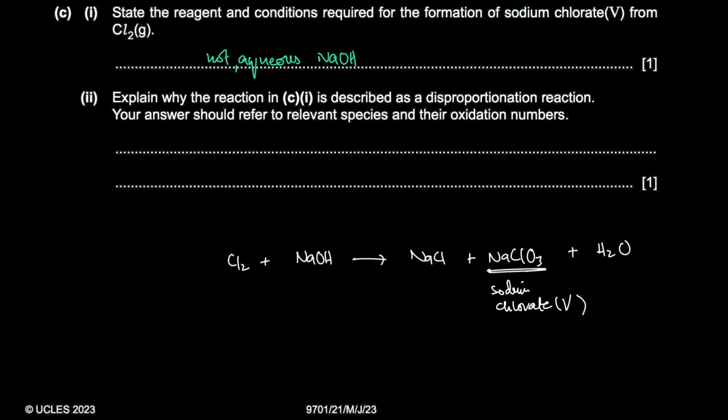And the balanced equation for this is 3Cl2 + 6NaOH → 5NaCl + 1NaClO3 + 3H2O. ClO3⁻ is the chlorate 5 ion.